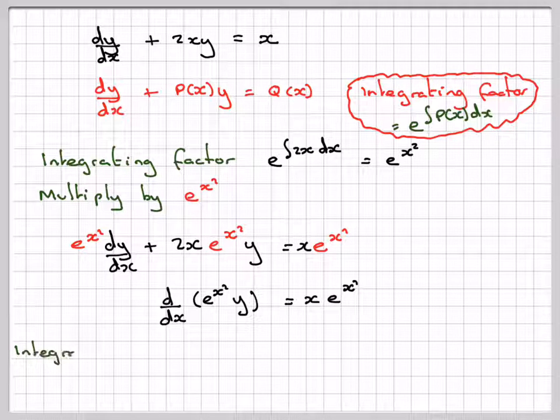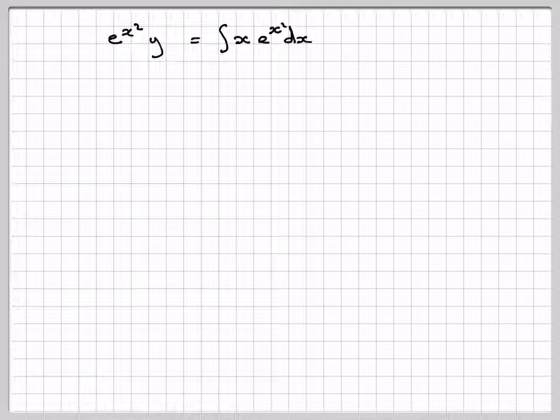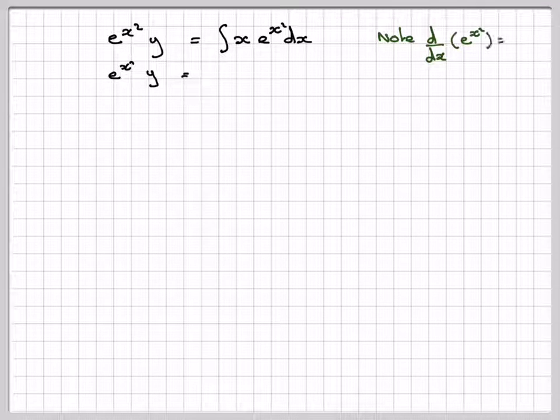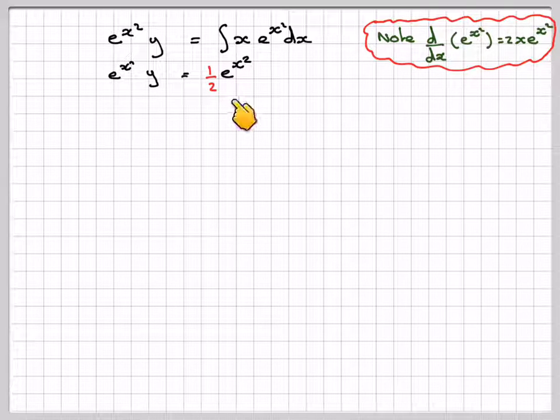So we need to find y as the subject, so you now integrate both sides with respect to x. If you differentiate and integrate, you get e to the x squared times y, and here we have the integral of x e to the x squared dx. If you differentiate e to the x squared, remember you get 2x e to the x squared. So if you integrate it, this will become e to the x squared times a half. If you're not sure, differentiate that back and see you get back to that, plus c.